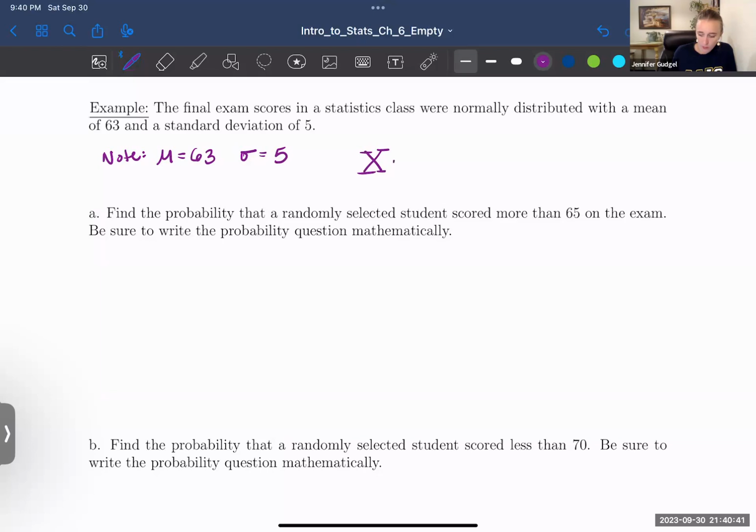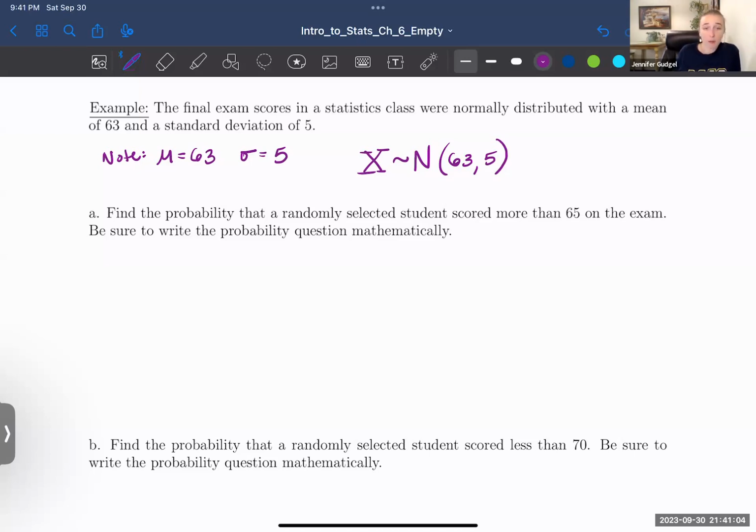Okay, remember practicing that notation. Our random variable is distributed how? It is normally distributed with a mean of 63. That's the first key value, and a standard deviation of 5. You should be practicing this as you go. All right. Find the probability a randomly selected student scored more than 65 on the exam.